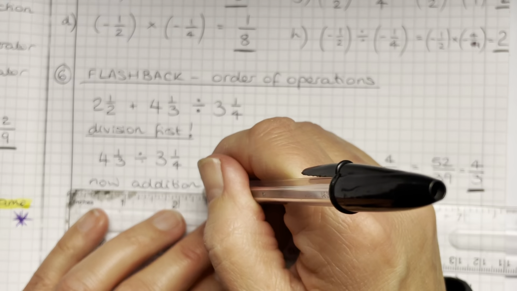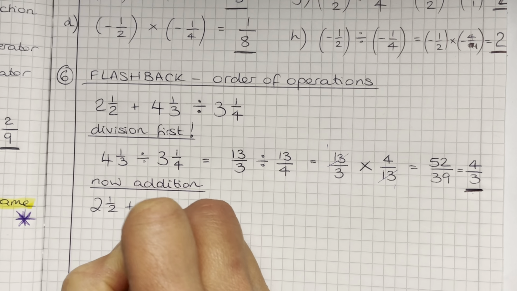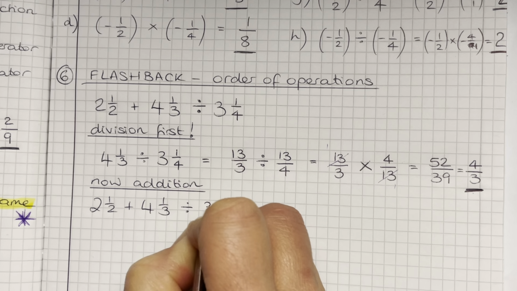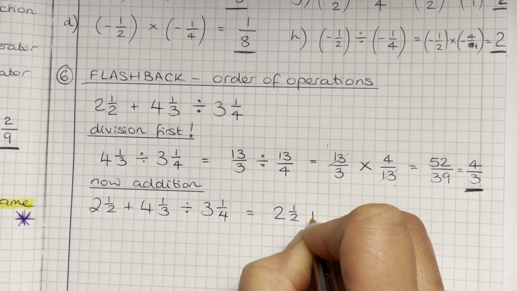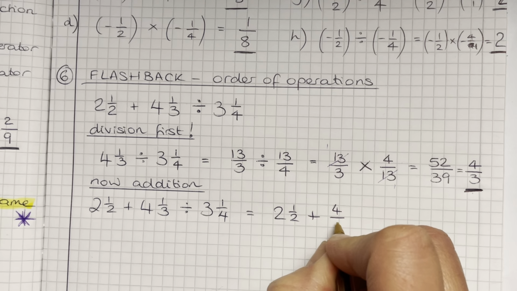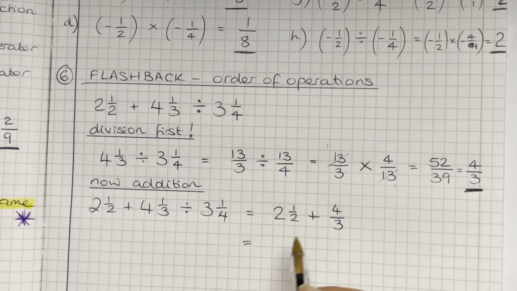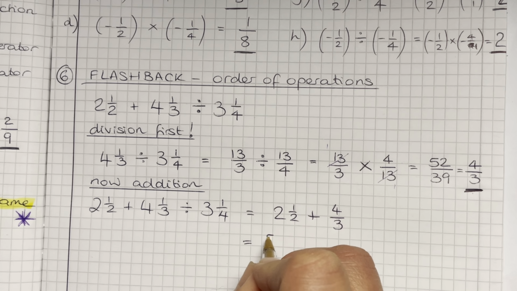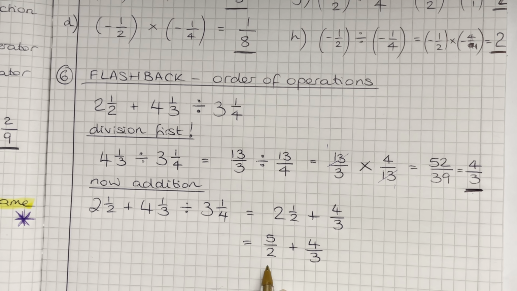So I'm going to write the question out again. 2.5 plus 4 1/3 divided by 3 1/4. I now know that equals 2.5 plus, we know that 4 1/3 divided by 3 1/4 is 4 over 3. I'm now going to convert this into an improper fraction, which is going to give me 5 over 2 plus 4 over 3. Remember, for addition of fractions, I must have a common denominator.